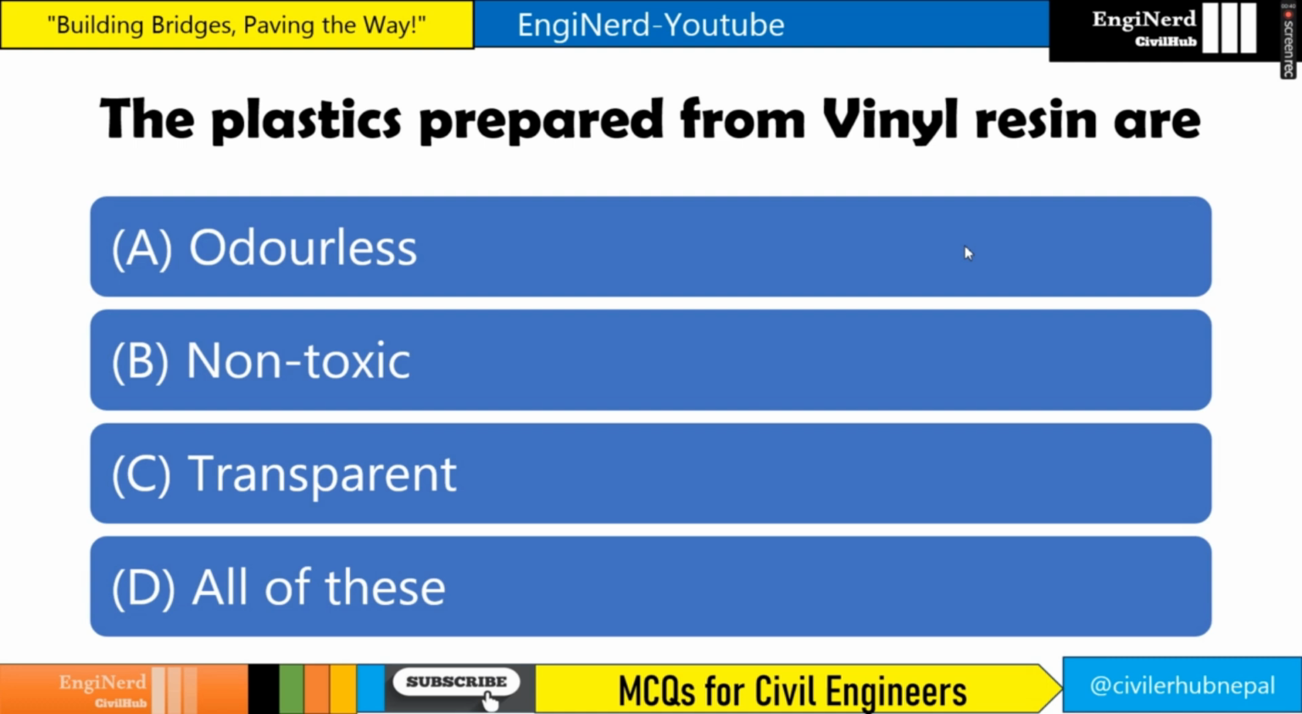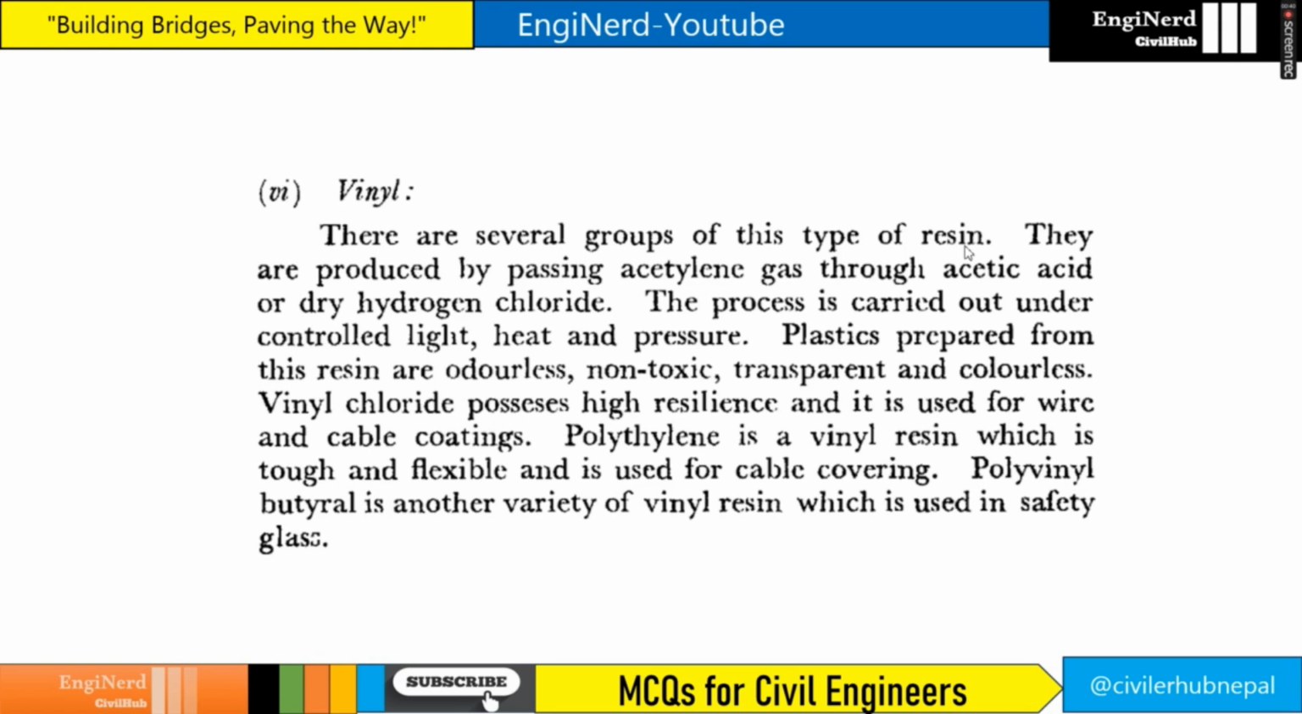The plastic prepared from vinyl resin are odorless, non-toxic, transparent, all of these. So our answer will be all of these. So if you see here, plastics prepared from this resin, vinyl resin, are odorless, non-toxic, transparent, and colorless.